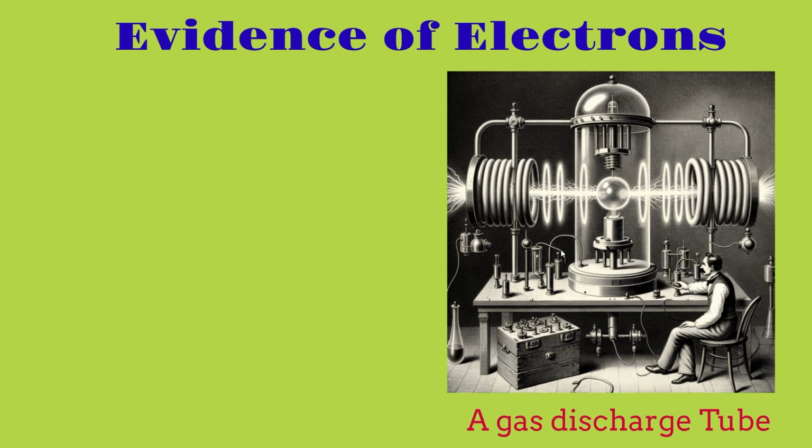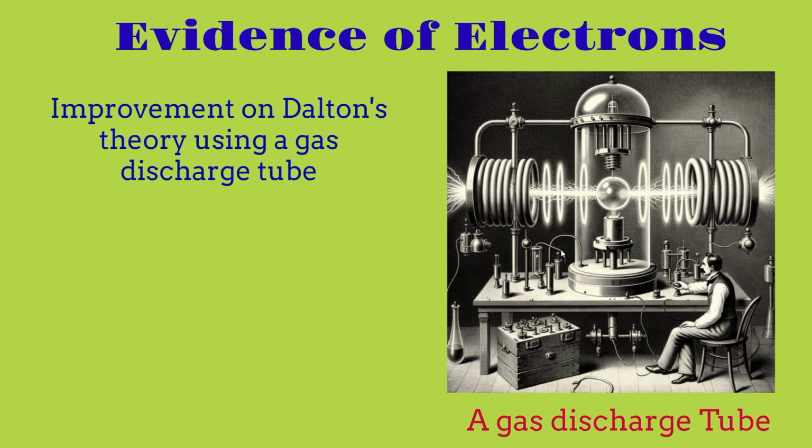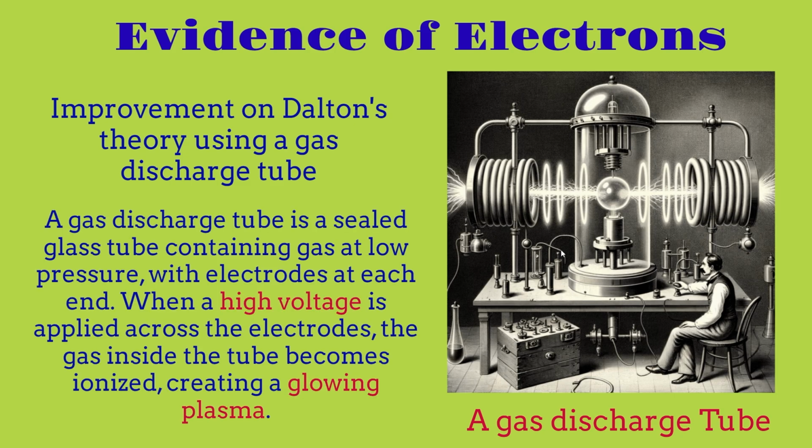We're going to take the example of a gas discharge tube, and we're specifically going to talk about a gas discharge tube. The improvements on Dalton's theory came by using a gas discharge tube. A gas discharge tube is a sealed glass tube containing gas at low pressure with electrodes at each end of the tube.